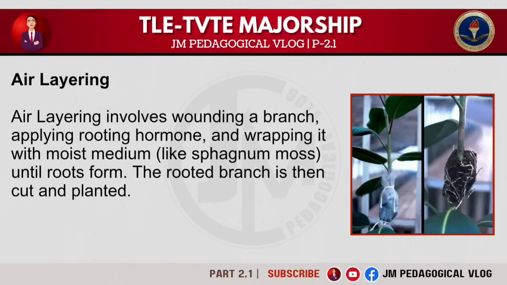Air layering involves wounding a branch, applying rooting hormone, and wrapping it with moist medium, like sphagnum moss, until roots form. The rooted branch is then cut and planted.